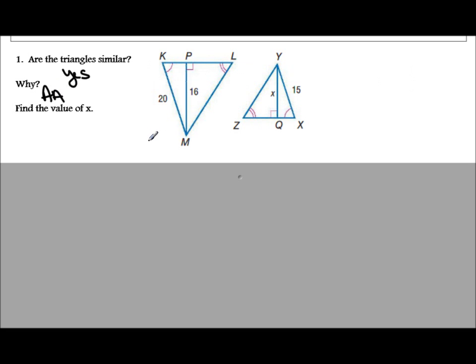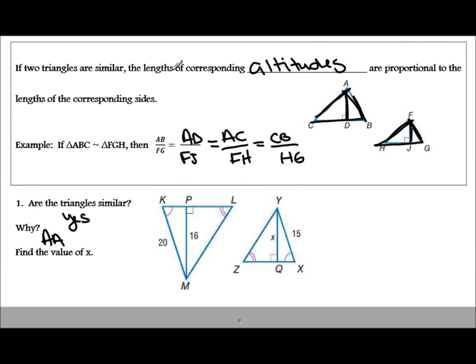Now, because we know the triangles are similar, if you go back up here, remember we said that if two triangles are similar, the lengths of their corresponding altitudes are proportional to the lengths of the corresponding sides. Well, each of these triangles has an altitude. Remember, an altitude starts at a vertex to the opposite side at a right angle. So we know that their altitudes are proportional. So let's go ahead and set up an altitude proportion. 16 over this one's altitude, x, should be equal to the lengths of the corresponding sides. So 20 corresponds with 15.